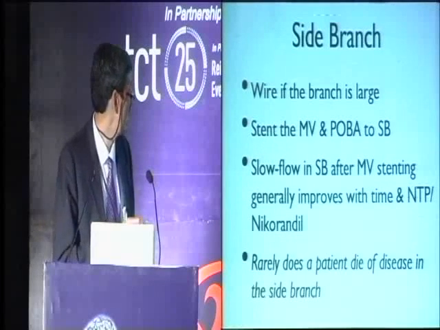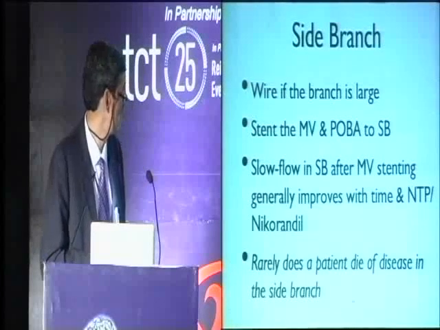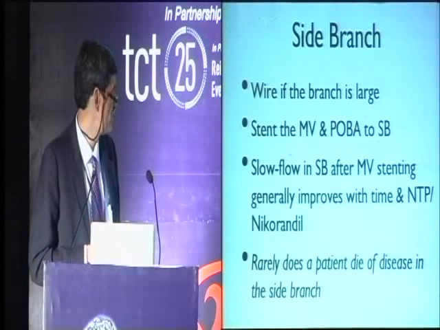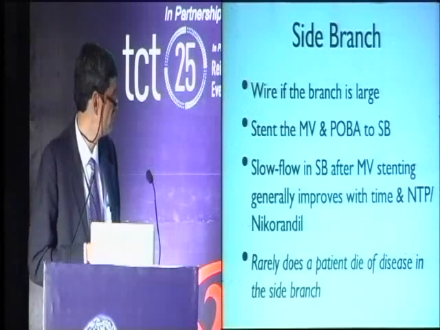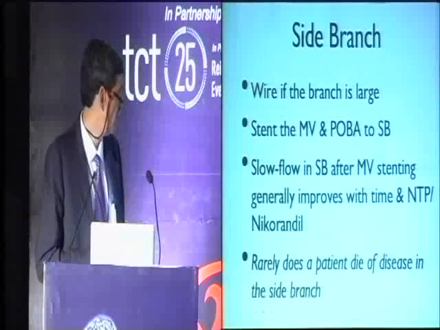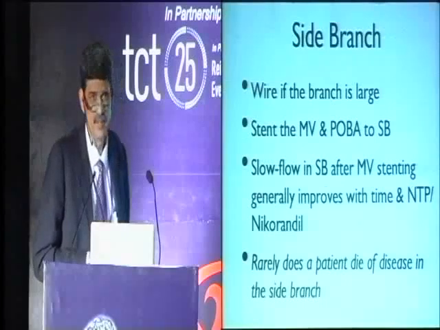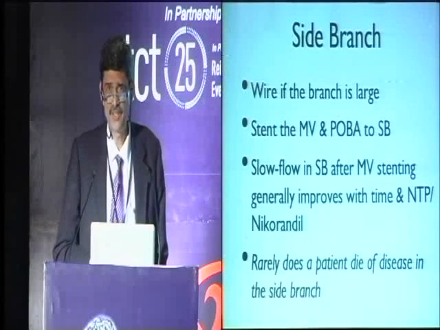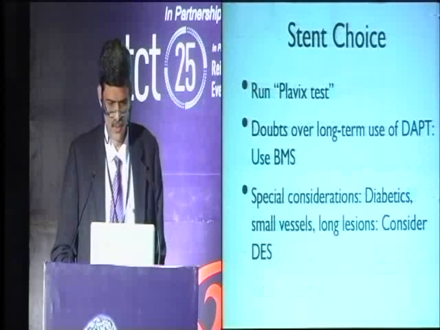Side branches: I generally wire if the branch is large, stent the main vessel and do POBA to the side branch. Slow flow in side branches after main vessel stenting generally improves with time and with nitroprusside or nicorandil. Rarely does a patient die of disease in the side branch. So this is important to remember: don't chase the side branch unnecessarily unless you have to.